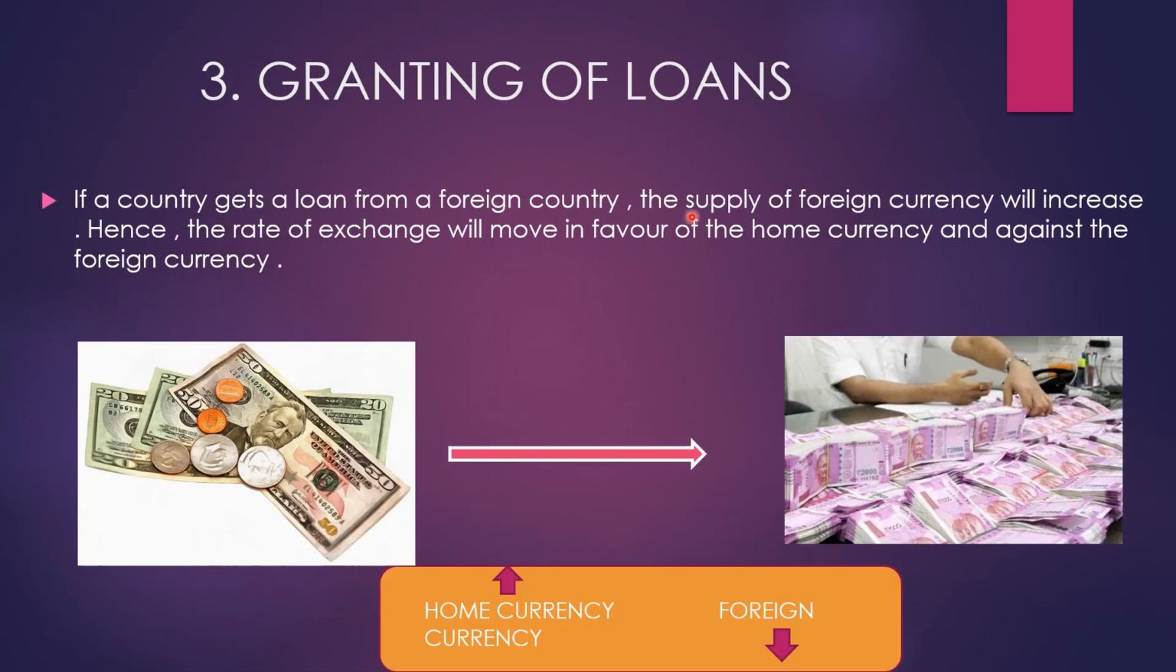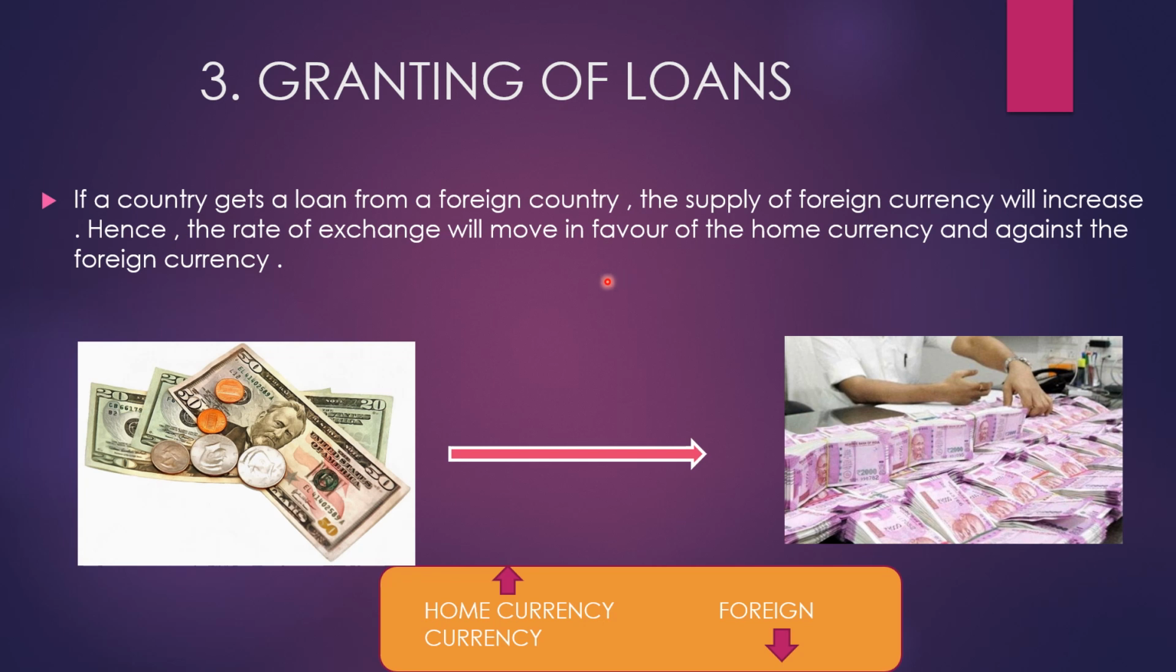Now next comes the granting of loans. If a country gets a loan from a foreign country, the supply of foreign currency will increase. Supposing America is giving a loan to India. We have so many dollars in our country, right? The supply of foreign currency, the supply of dollars in my country, will increase. Therefore, the rate of exchange will move in favor of my home currency and against the foreign currency.